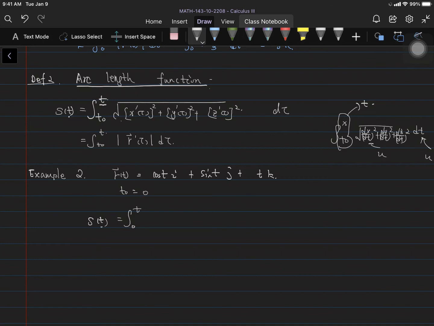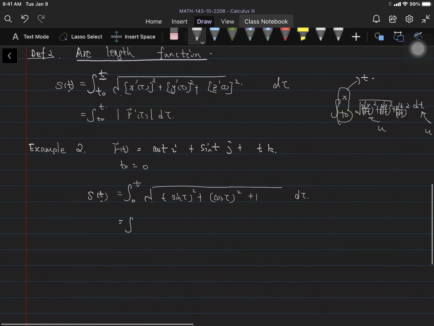s(t) equals the integral from 0 to t of the square root of the derivative of cosine tau, which is negative sine. So let's write down this direction. Going to be negative sine tau squared plus cosine tau squared plus 1, d tau. So let's see, 0 to t, here going to be root 2 d tau, and after we solve this integral, it's going to be root 2 t. So you can take a look.